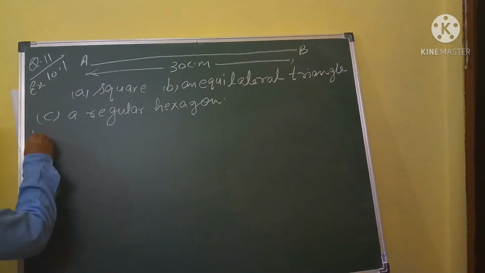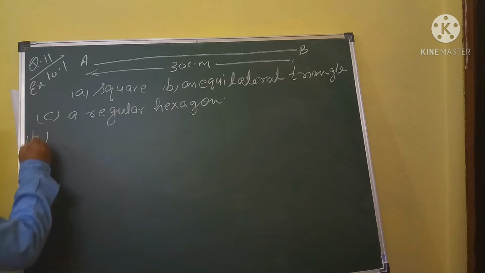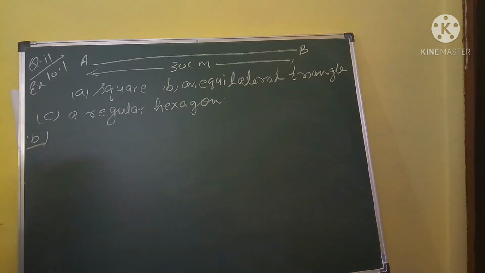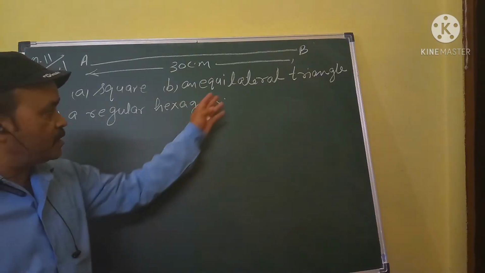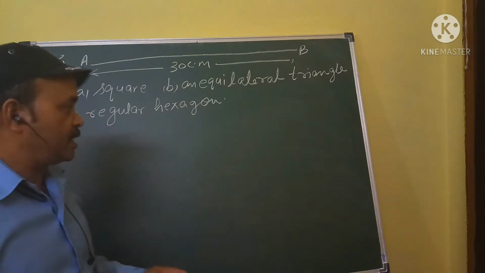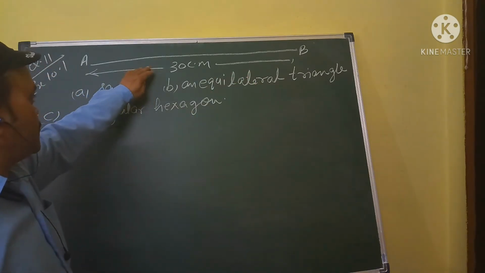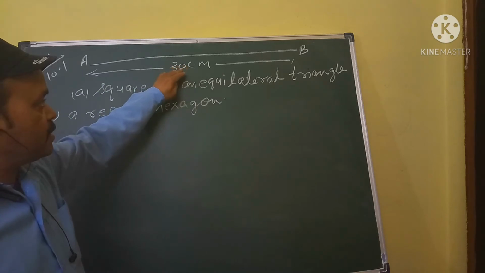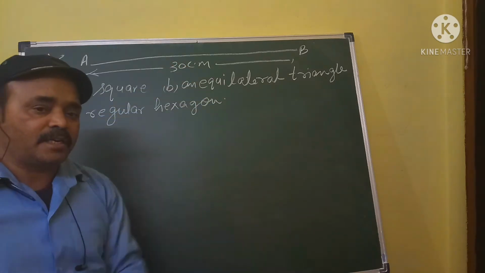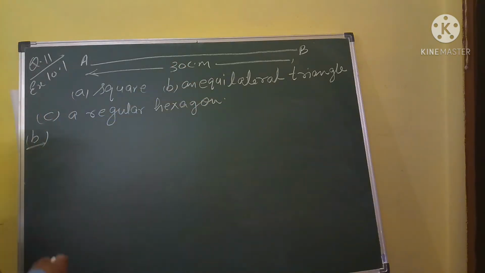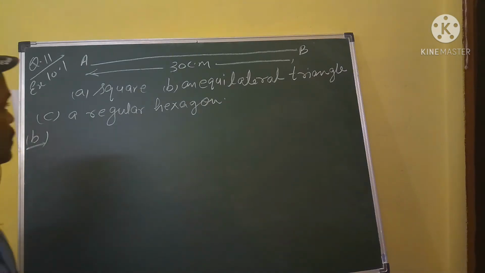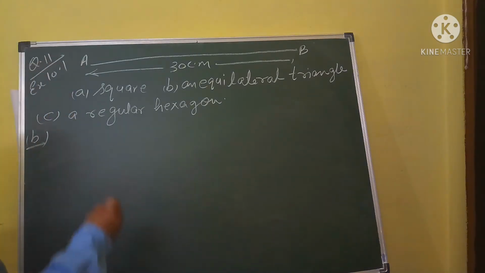For 11th B, in this question we will apply the perimeter of an equilateral triangle. This is one string and this string is converted to an equilateral triangle. So we will discuss what the solution for this question is.